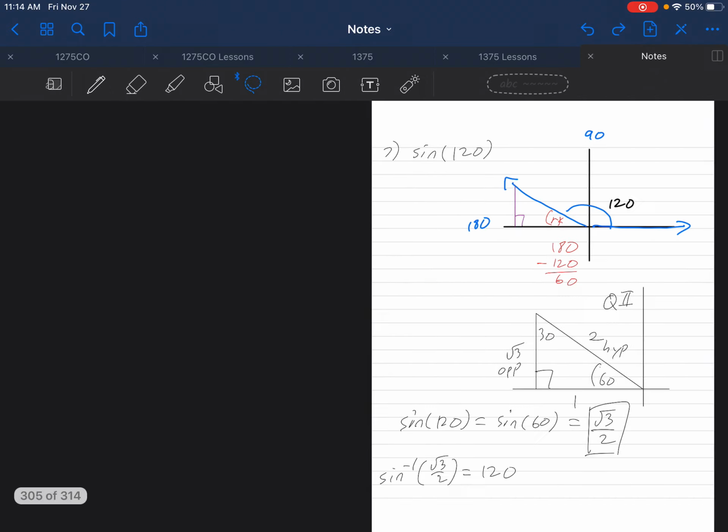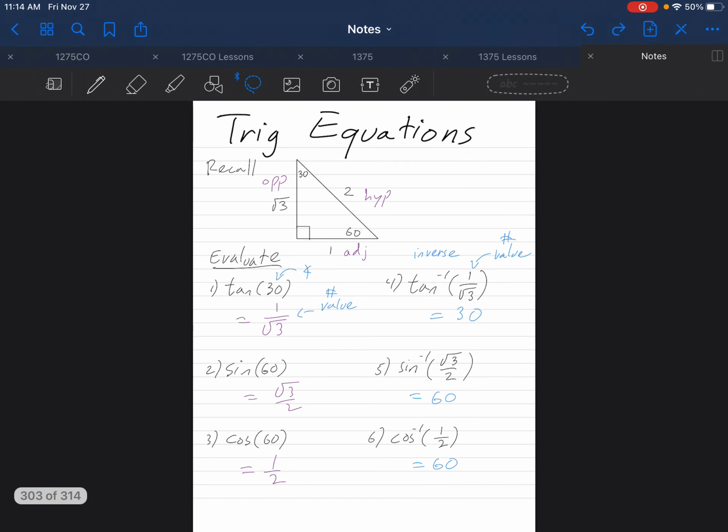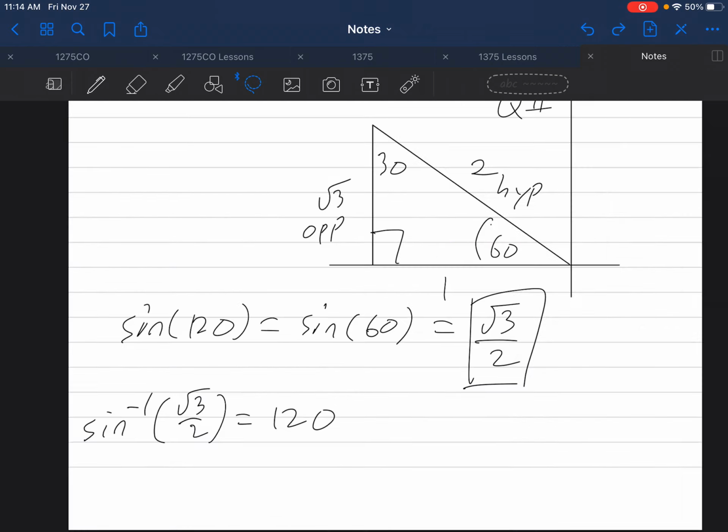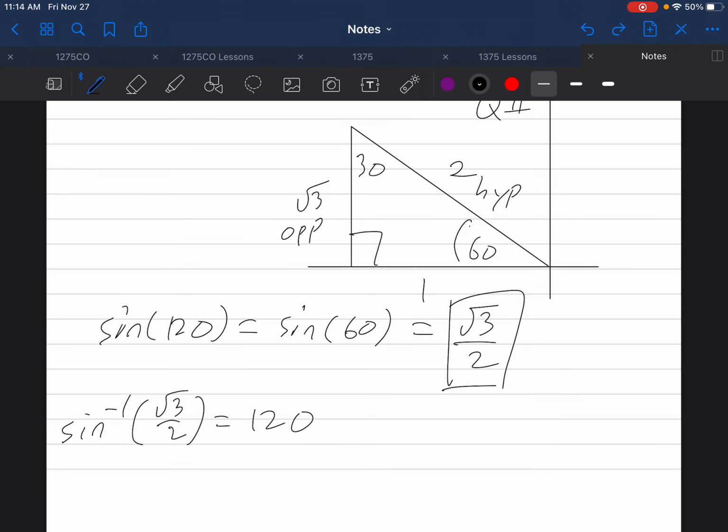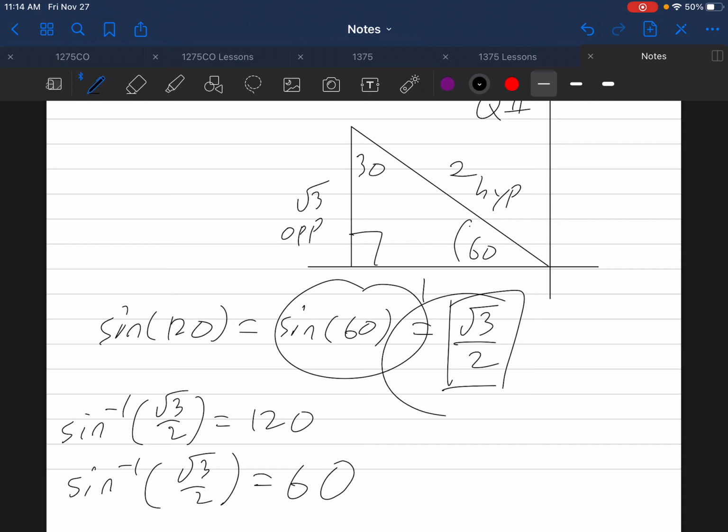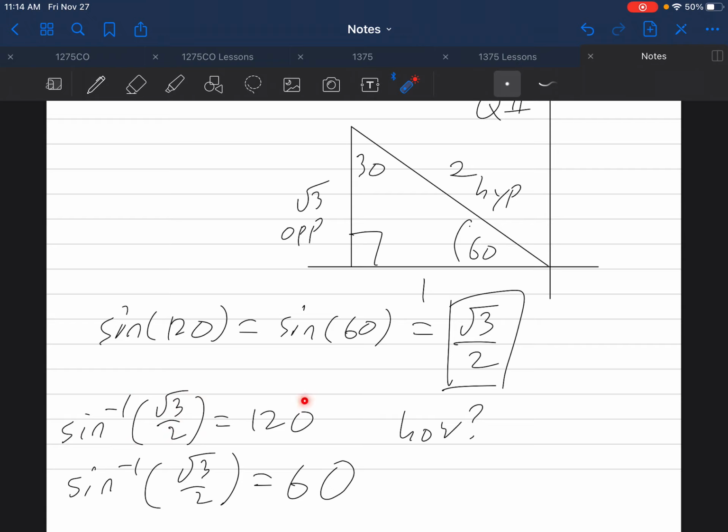But take a look at what we did 2 pages ago. We found that the sine of 60 was radical 3 over 2 based on this triangle, which means we found that the inverse sine of radical 3 over 2 was equal to 60. So the inverse sine of radical 3 over 2 is equal to 60, right? It kind of says it over here also. How is the inverse sine of radical 3 over 2 equal to both 120 and 60 degrees?